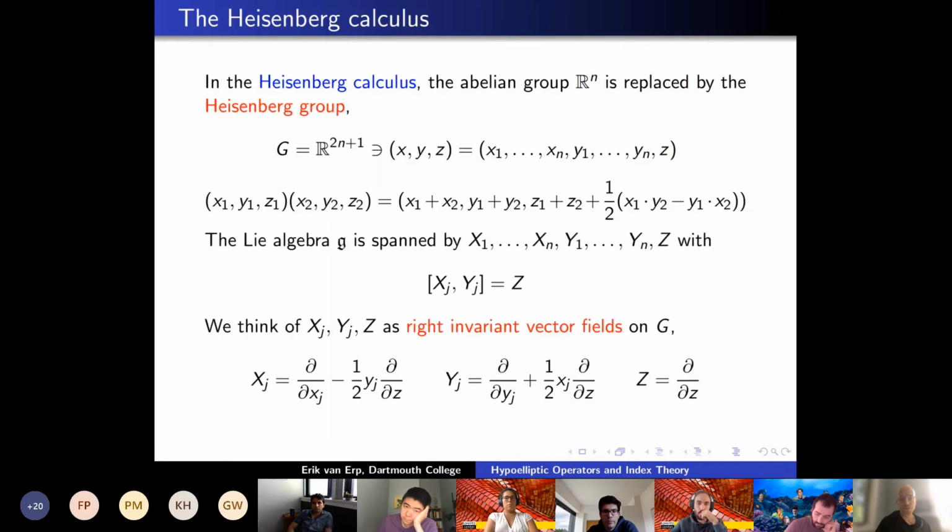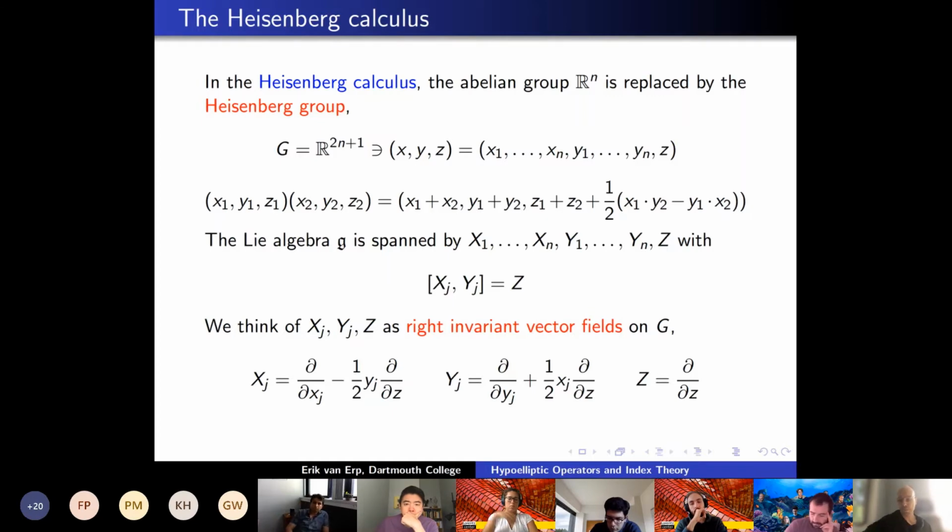The other notation I'm going to use a lot are the corresponding vector fields or Lie algebra elements, X_1 up to X_n, Y_1 up to Y_n, and Z, where these are the familiar commutators. All other commutators are 0. For example, Z is the Reeb field, if you think of it as a vector field, and it's central in the Lie algebra. So I'll be thinking of these Lie algebra elements as vector fields on the group. Again, the formulas are not important. They're probably familiar.